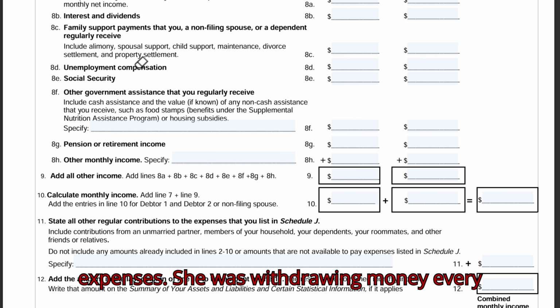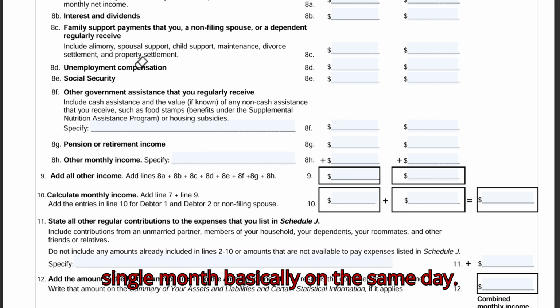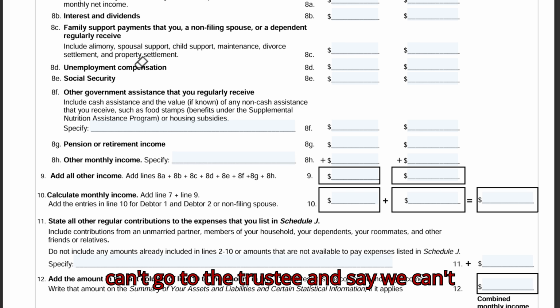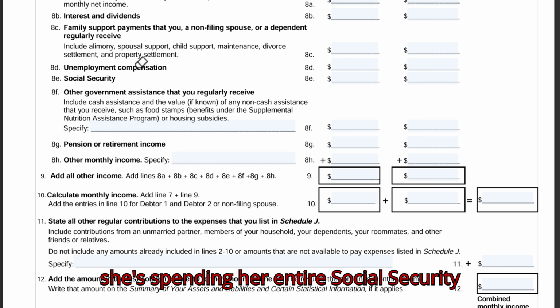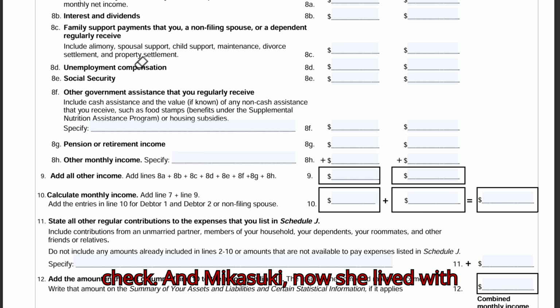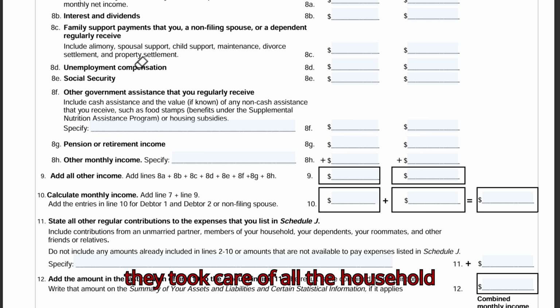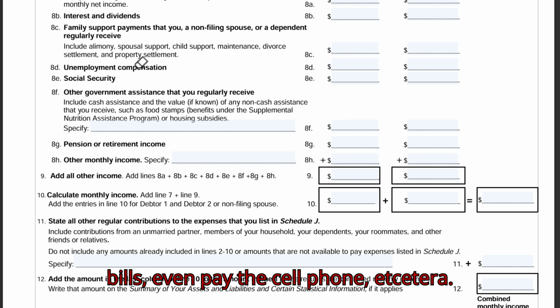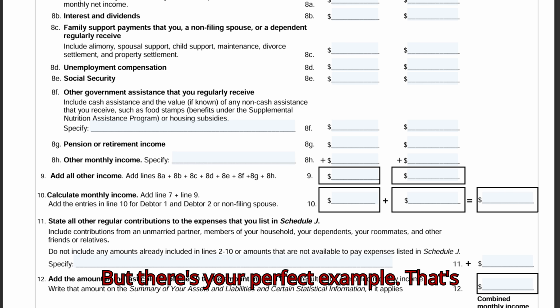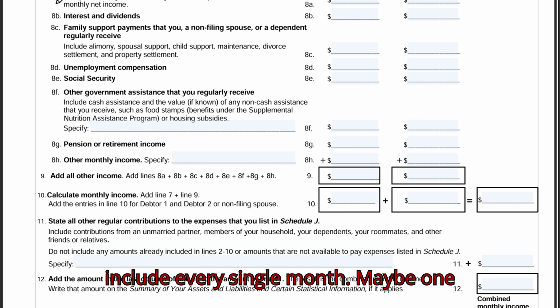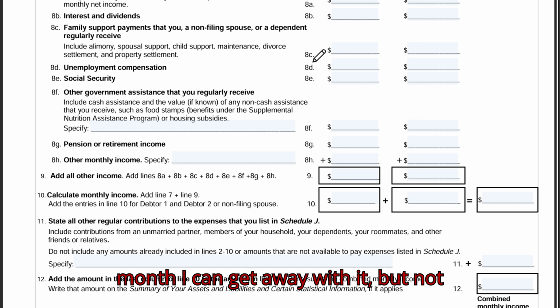She was withdrawing money every single month, basically all on the same day, at the local casino that we have in Miami, Miccosukee. Well, guess what? I can't go to the trustee and say we can't afford to pay our bills here because she's spending her entire Social Security check at Miccosukee. Now, she lived with her daughter and husband. They took care of all the household bills, even paid the cell phone, etc. But there's your perfect example. That's not an expense that I could literally include every single month. Maybe one month I can get away with it, but not every single month.